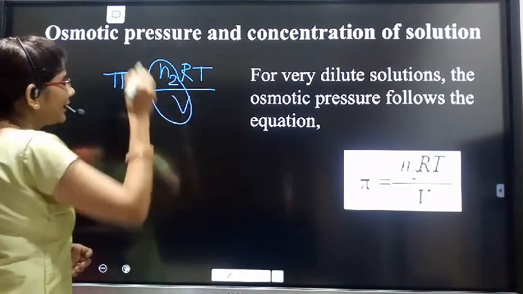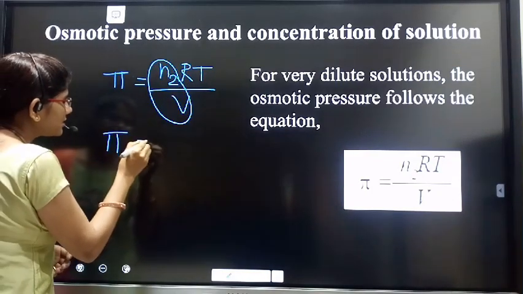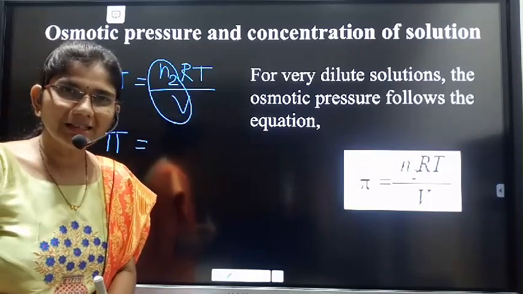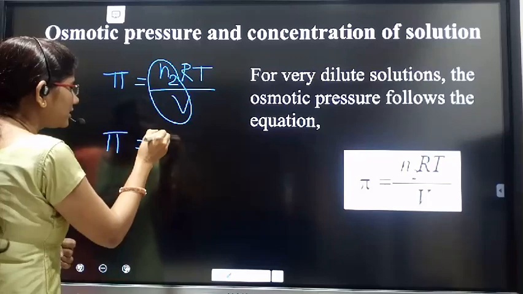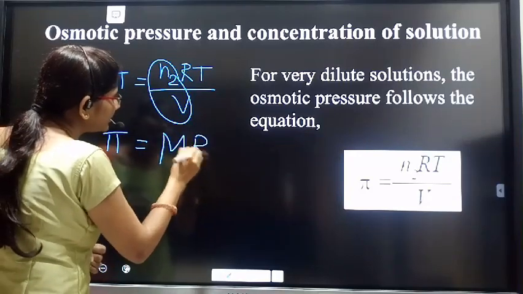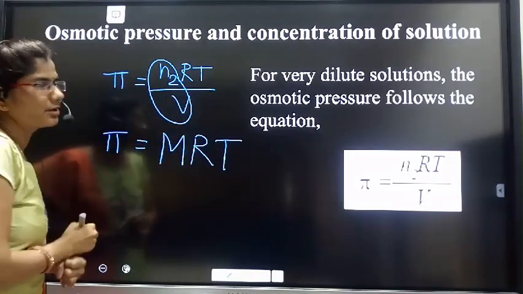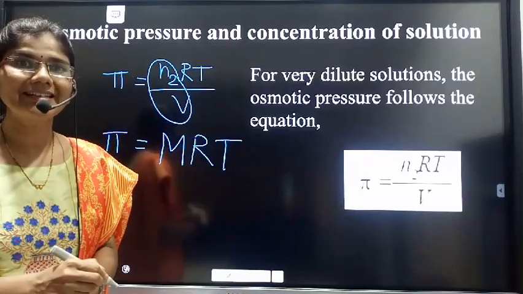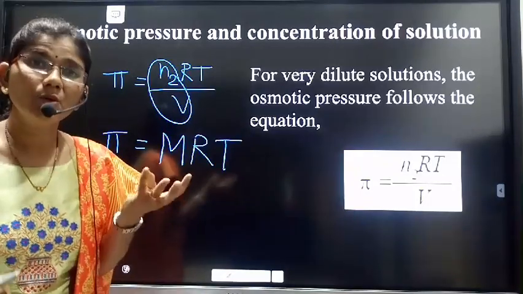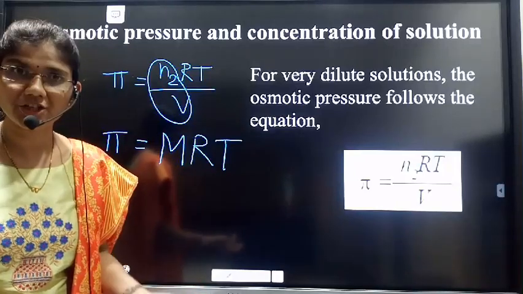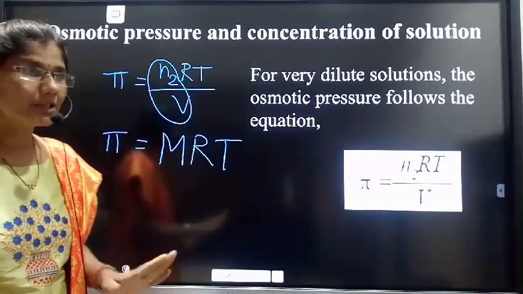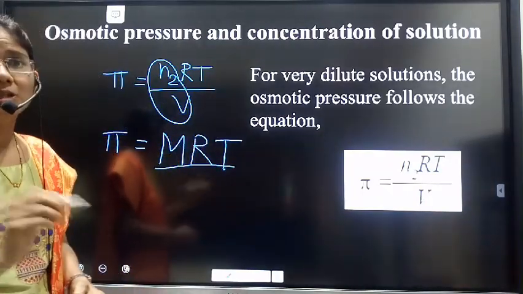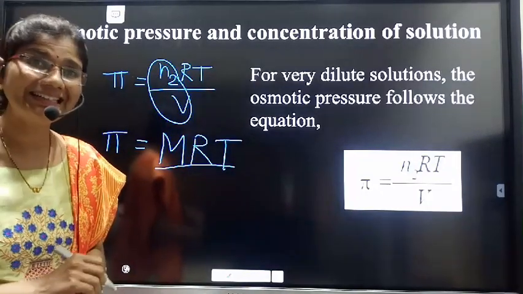But N2 upon V means the concentration of the solution, and here for the concentration we use the term molarity, because N2 upon V is the concentration of the solution, and as we know the concentration of the solution can be expressed in different ways: molarity, molality, mole fraction, percentage by mass. Therefore for this N2 upon V we have used the term capital M, not a small m, molarity.